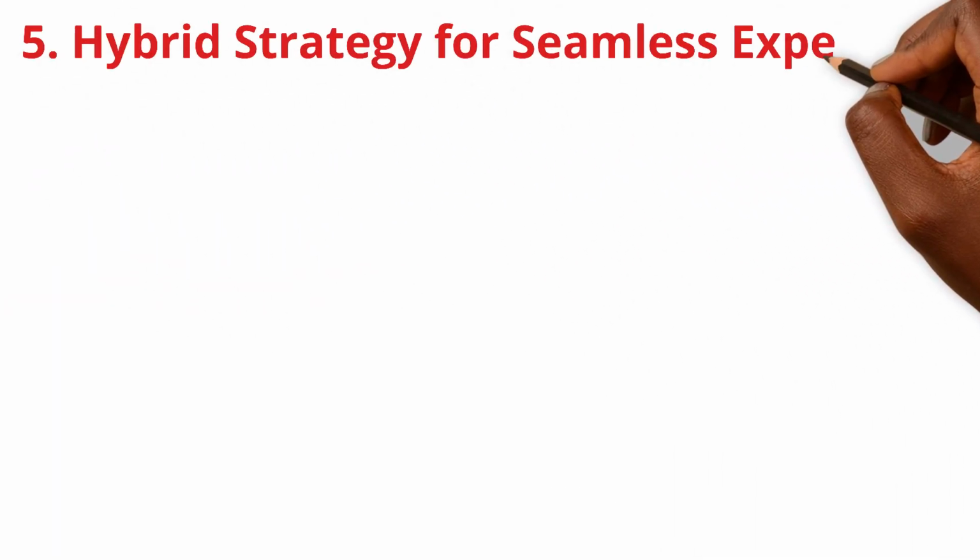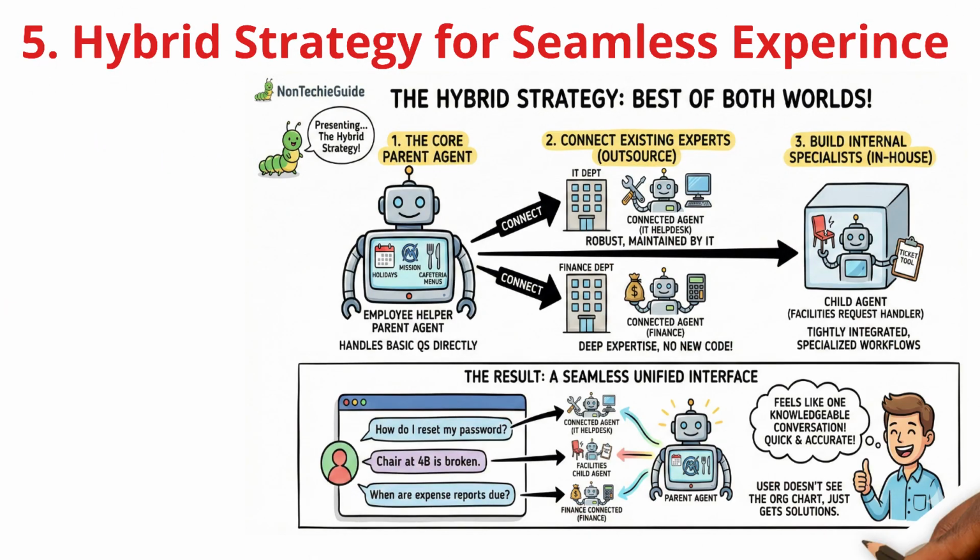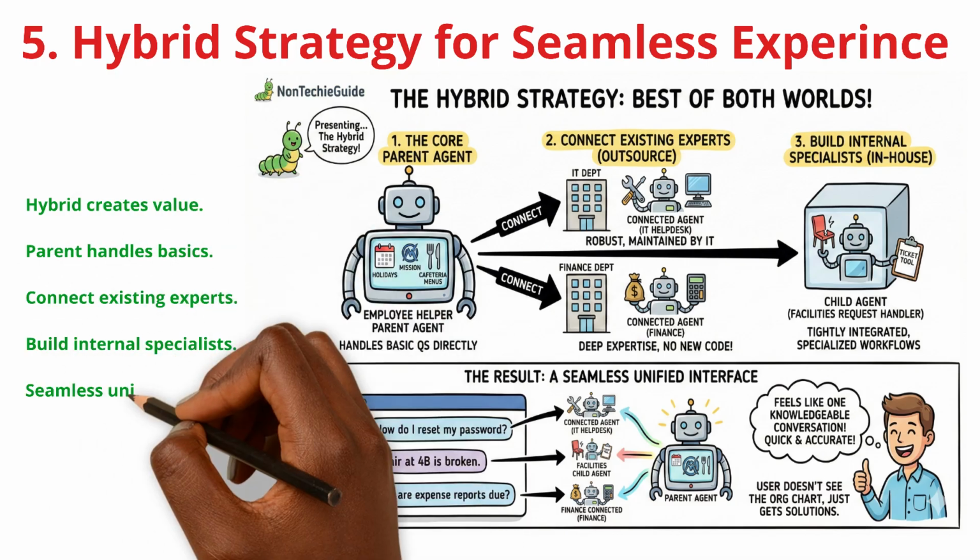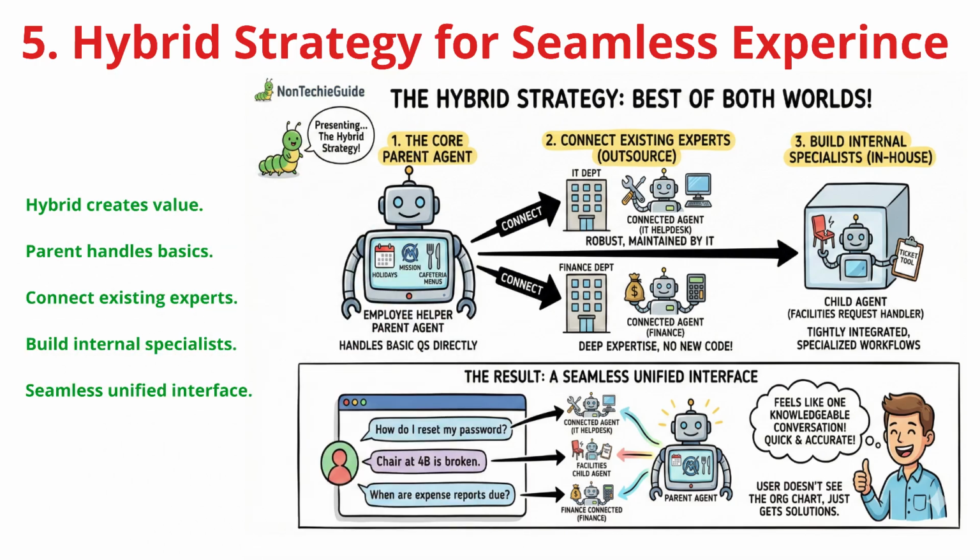Let's explore the hybrid strategy, which really is the best of both worlds for multi-agent orchestration. It begins with a core parent agent, like this employee helper. It's smart enough to handle basic questions about company mission or cafeteria menus directly. But you don't need to build everything yourself. As seen in Step 2, you can connect to existing experts. The parent outsources tasks to the robust IT help desk agent or the deeply experienced finance agent, requiring no new code. Sometimes, though, you need highly specialized, tightly integrated workflows.